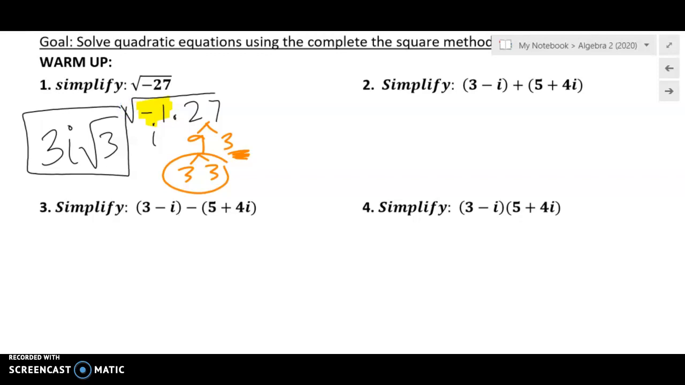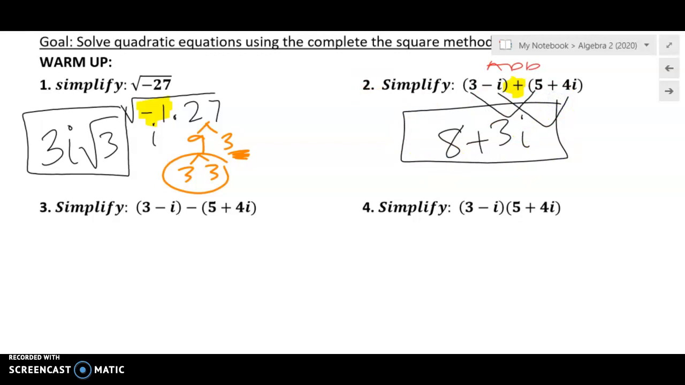The next one, simplify. If you look at this problem, you have a plus sign. That means you're just adding them, which is actually the simplest type. All you have to do when you're adding them is to combine like terms. So 3 plus 5 is 8. And then the i's. Negative i plus 4i is positive 3i. And then that's it. You just combine those like terms.